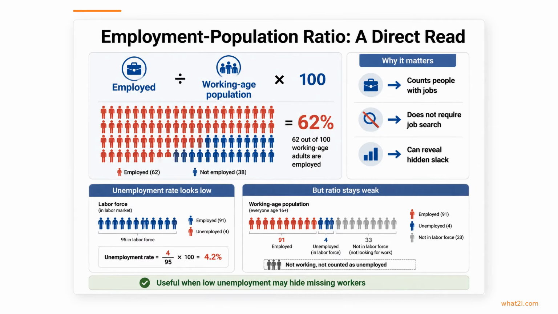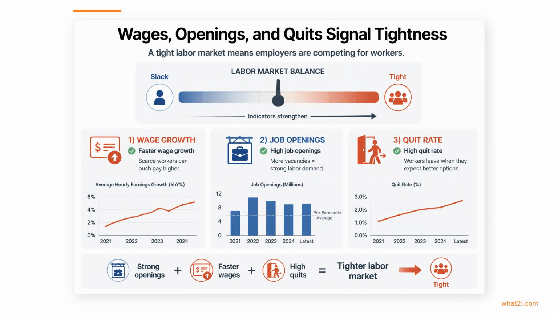The employment population ratio goes one step more direct by focusing only on who actually has a job. Because it does not depend on whether someone is actively searching, it can uncover hidden slack when unemployment looks unusually low, but a smaller share of adults is working. Once you know how many people are working and participating, the next question is how tight the market feels. Faster wage growth, lots of job openings, and a high quit rate often point to employers competing for workers and employees feeling confident they can find something better.